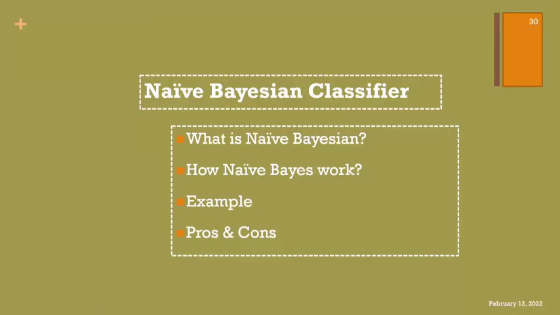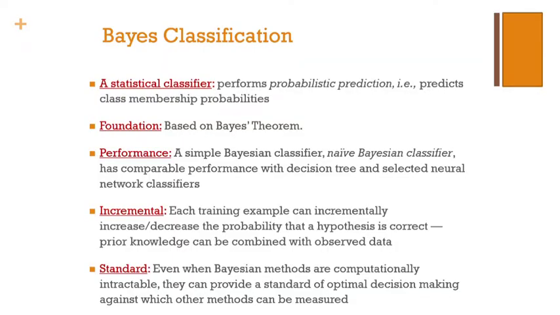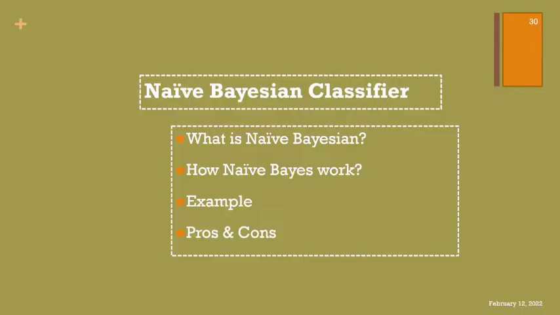So we're going to look into the Naïve Bayes classifier. What is Naïve Bayes and how does Naïve Bayes work? Then we look at examples, and then we're going to consider the pros and the cons of this very popular, simple machine learning algorithm.